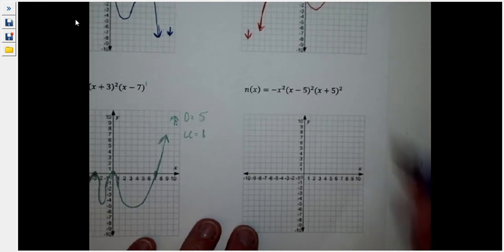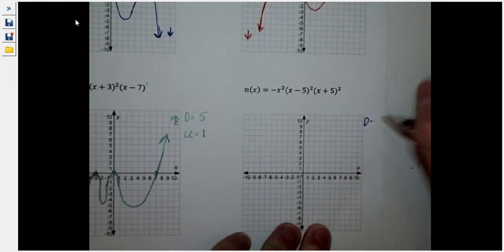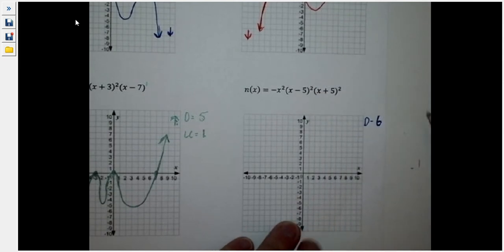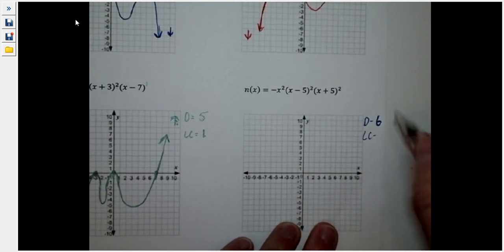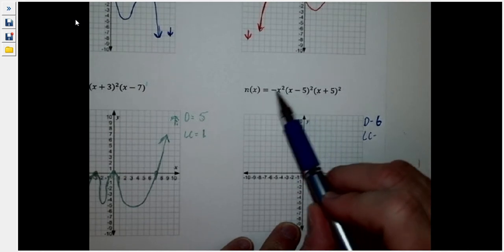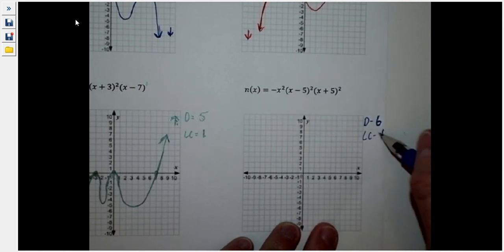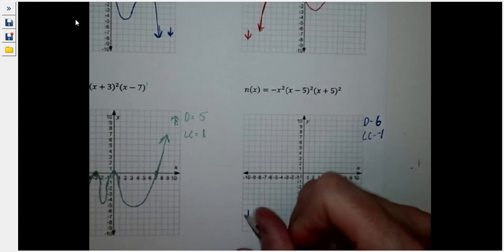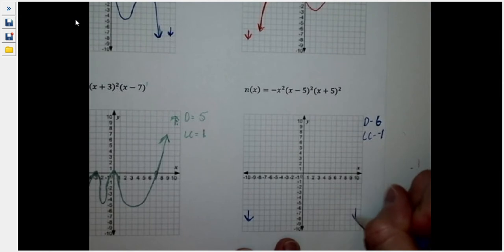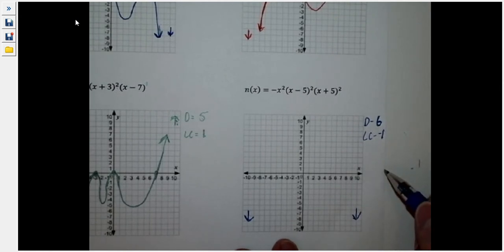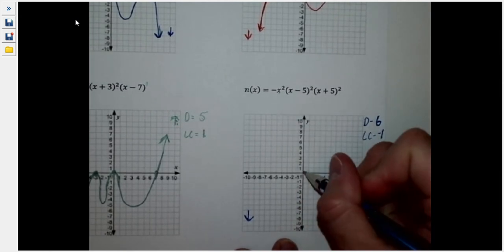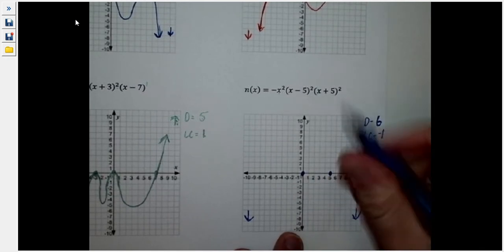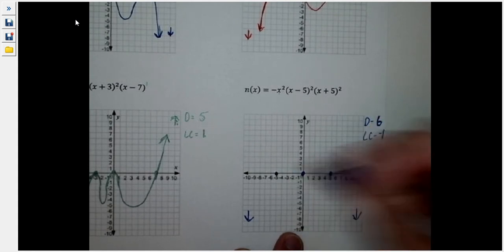All right, our last one. First thing we're going to check is the degree. I got 2 plus 2 plus 2, which is 6. My leading coefficient. I got 1 times negative 1, so it's negative 1. Which means I'm even with the leading coefficient of negative. So it goes down and it goes down. Okay. My root is at x equals 0. This one's at positive 5, and this one is at negative 5.